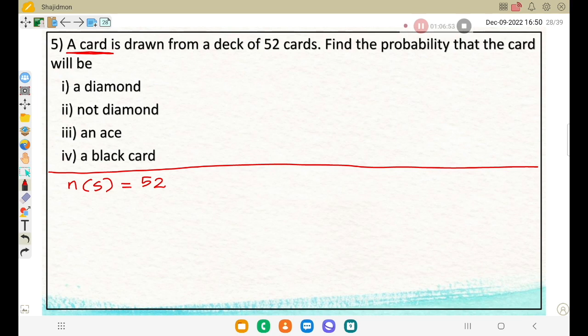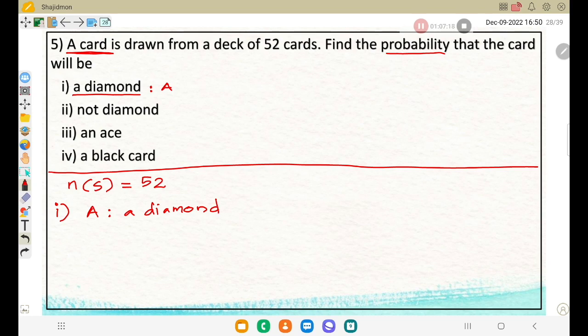Now what is the question? We need to calculate the probability that the card will be a diamond card. A diamond card means we will take A. So first we need to calculate the probability of A in the first part. Just take A. A means a diamond card.